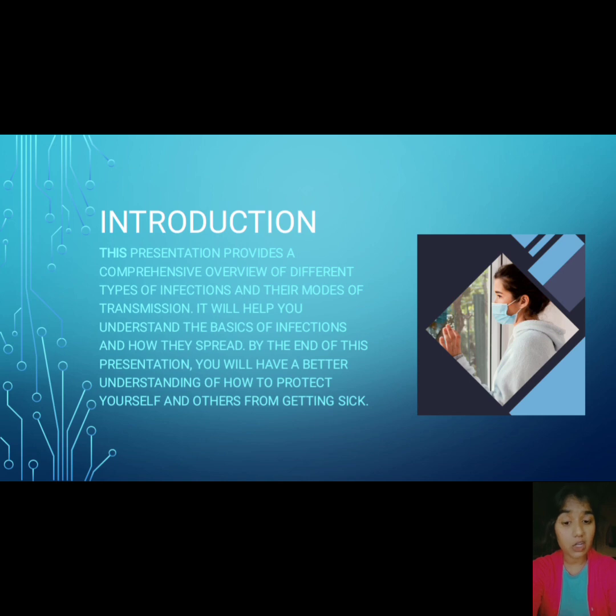In this session, we are going to discuss the topic of infections. It is based on the subject Scientific Foundation and Health.